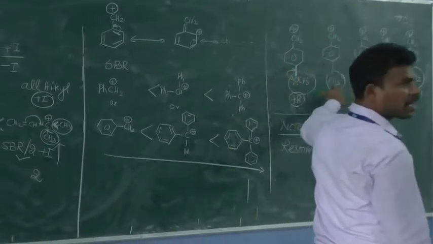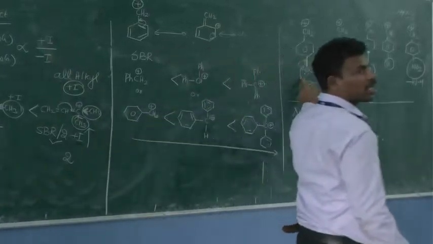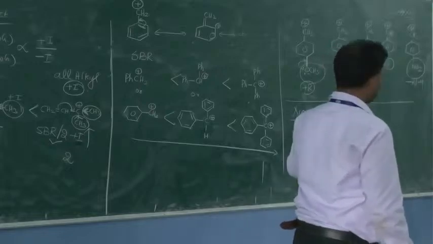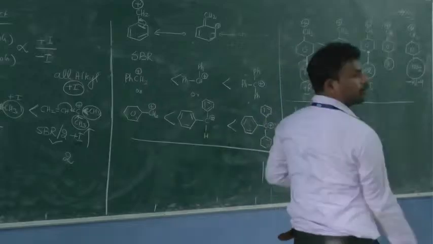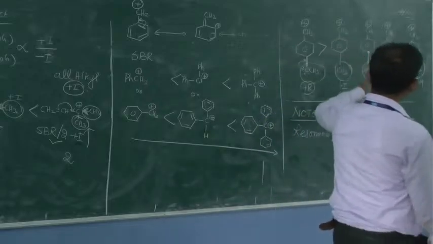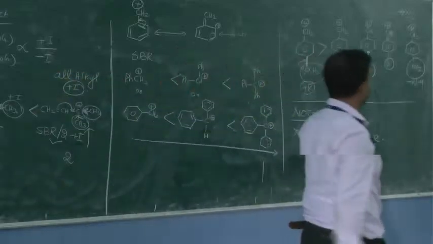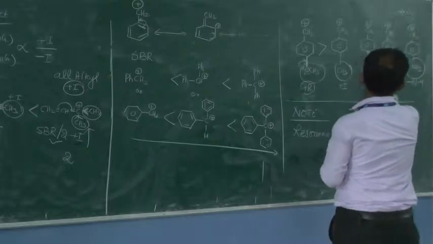Followed by, here there is plus I, so that is also more stable. So the second one is going to be more stable, but between plus R and plus I, which is the dominating effect? Plus R, so it gets first importance. So of these two, this one is more stable. Next, where there is minus I, it is less stable when compared to the one with no inductive effect.